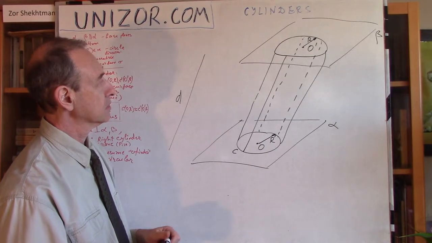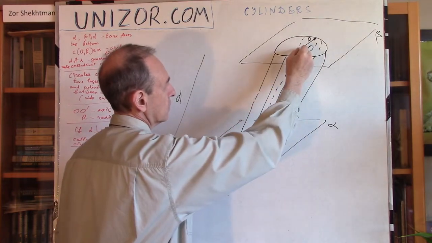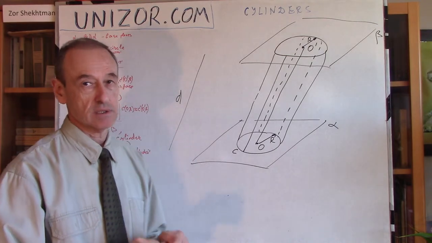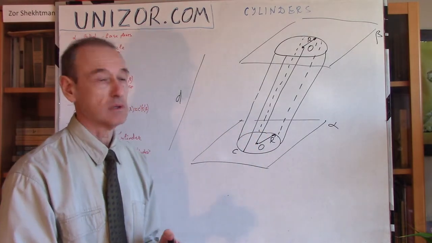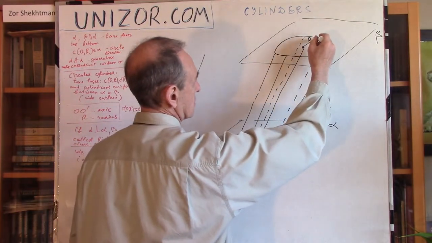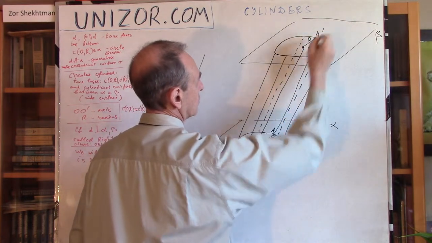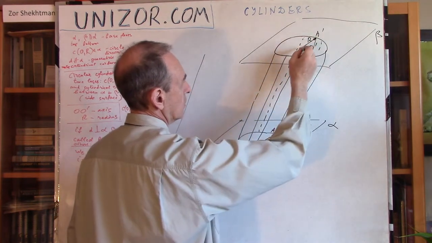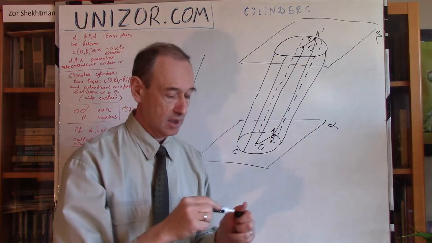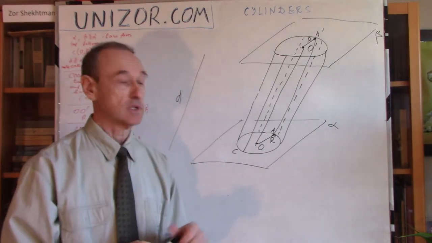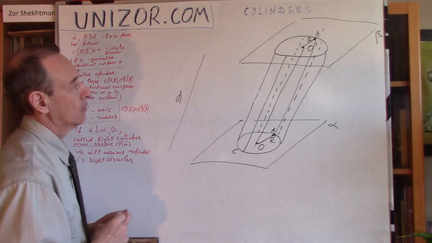Now, what else is important? Another terminology thing. This line from O to O prime is called the axis of the cylinder. Well, primarily because the cylinder can be considered as a result of rotation of this rectangle. Let's call this point A and this point A prime. So rectangle O A A prime O prime. If you rotate it around OO prime, it will actually make up a cylinder. In this case, obviously, a right circular cylinder.